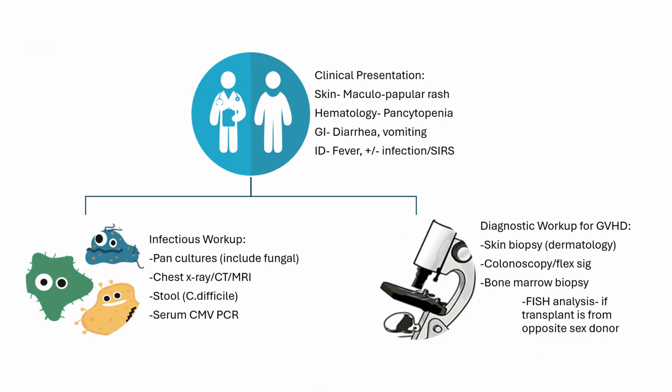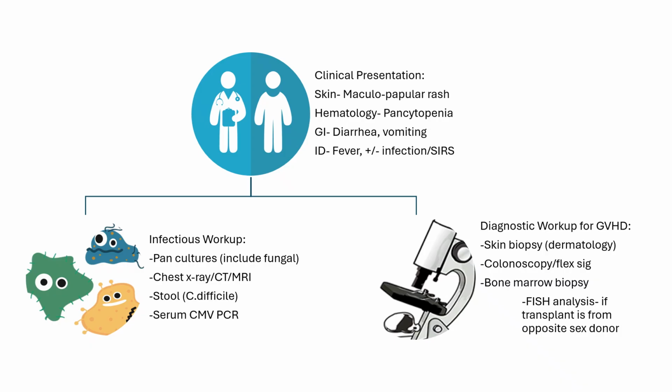So I put together this kind of decision tree based on the transplant clinical guidelines that we have for patients with graft versus host. So if you have a patient that has this clinical presentation of maculopapular rash, they could have any of these kinds of things: maculopapular rash, they come in with some pancytopenia, maybe instead of that they have diarrhea, vomiting, plus or minus a fever with maybe an infection concern, or maybe even they're septic. You kind of need to do a little bit of both sides of this.